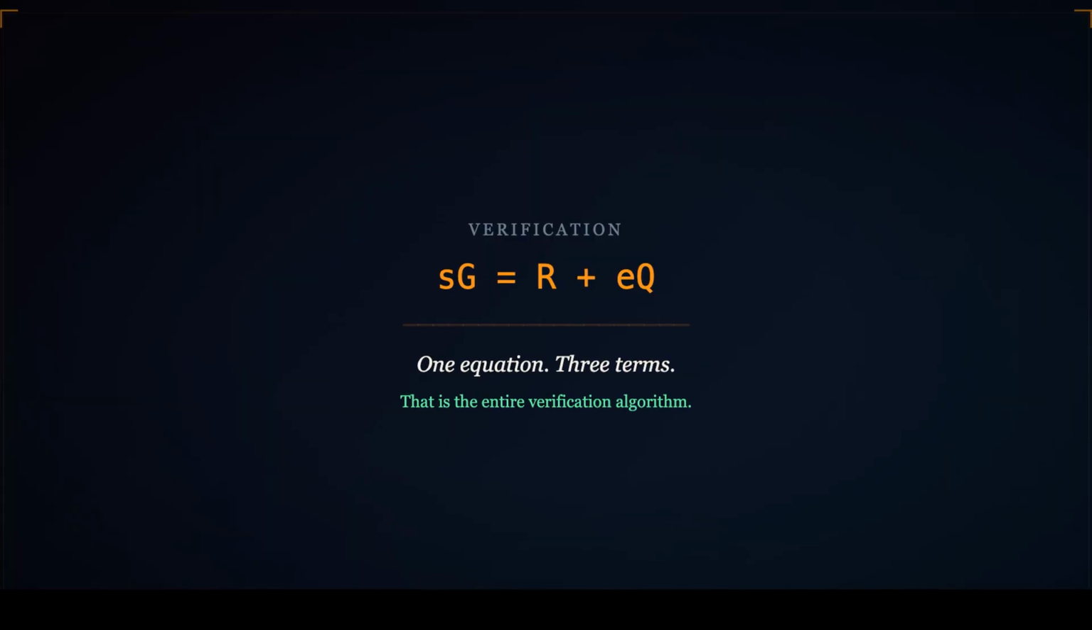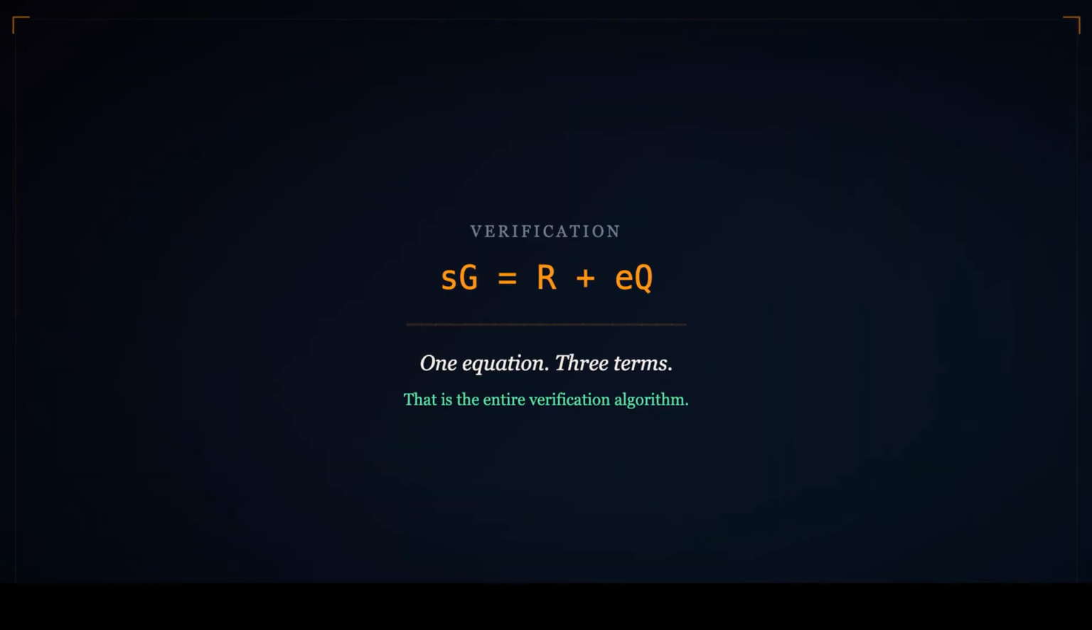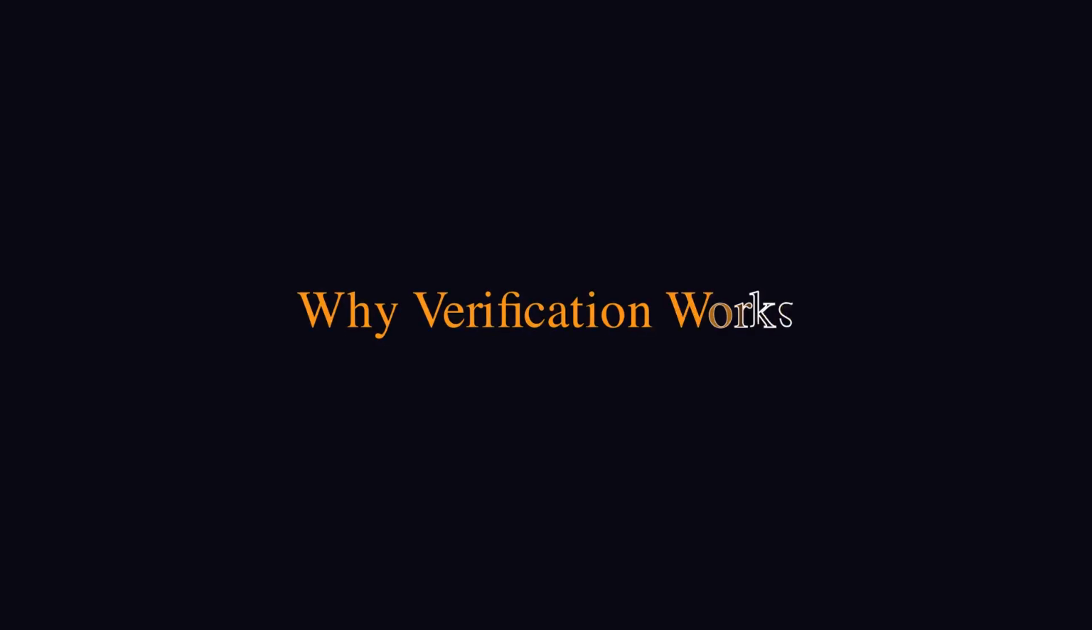Schnorr verification is remarkable. Compute the challenge e by hashing R, Q, and the message. Then check a single equation, s times G equals R plus e times Q. That is the entire verification algorithm. One equation, 3 terms. Why does this equation hold?